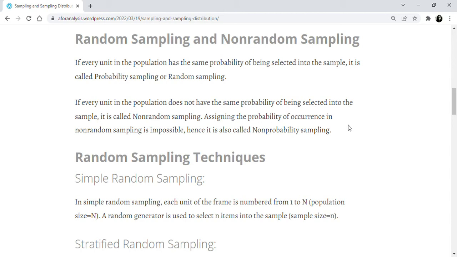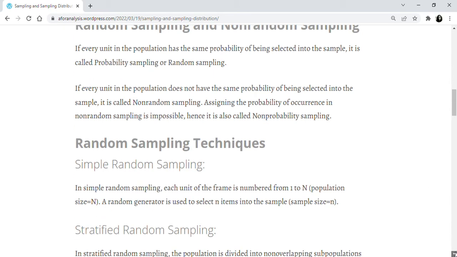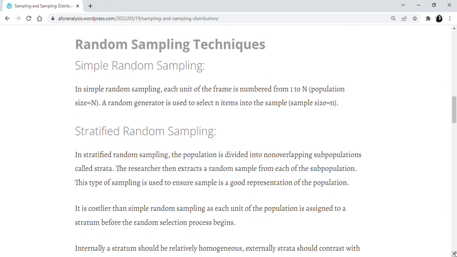In such cases, it will be a non-random sampling. Assigning the probability of occurrence in non-random sampling is impossible, hence it is called non-probability sampling as well. Now let's see some of the random sampling techniques. In statistics, of course, we will be more focusing on the random sampling techniques.